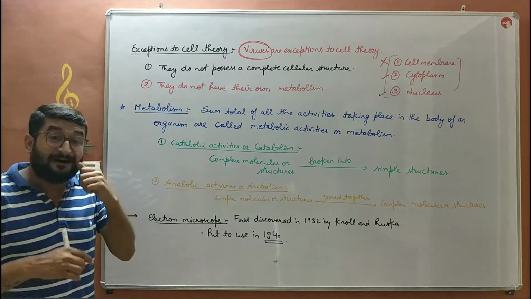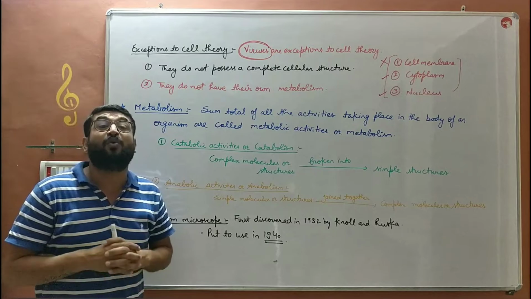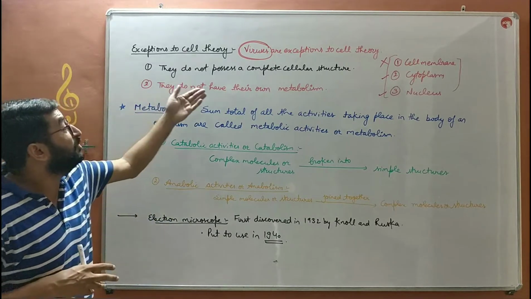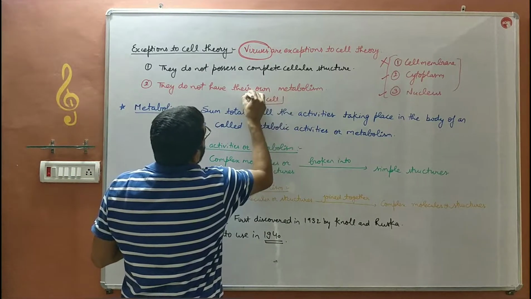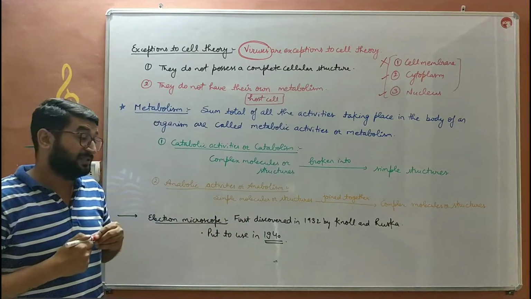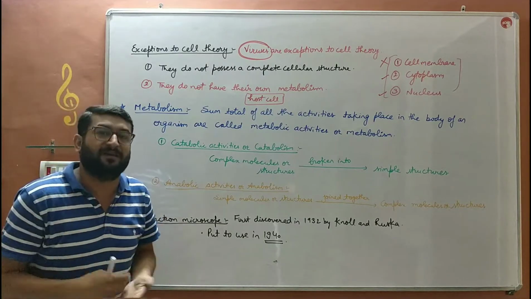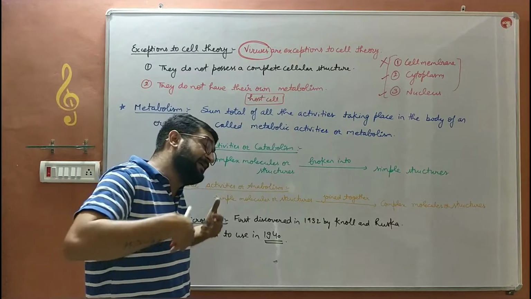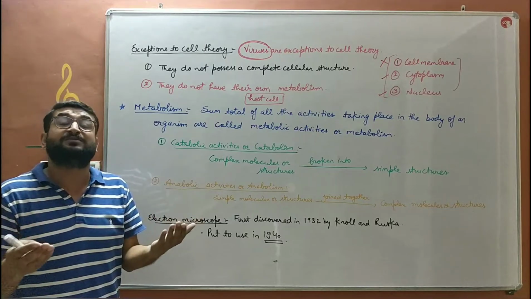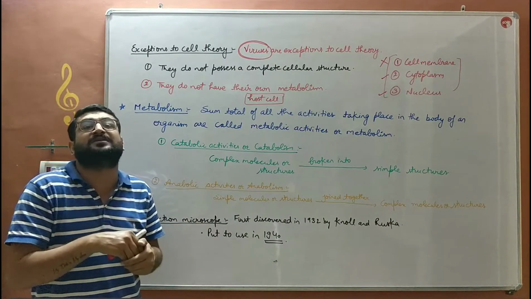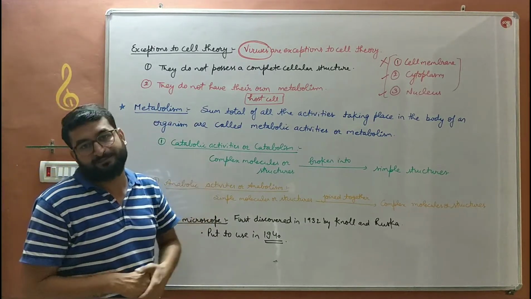Second, viruses do not possess their own metabolism. They do not have their own metabolic activities. For their metabolic activities, they depend on the body of host cell. Host cell is the cell which they affect, whose body they entered. So for their metabolism, they are completely dependent on the body of host cell. But living organisms must possess their own metabolism. So that is why they do not follow cell theory. They are exceptions to the cell theory.